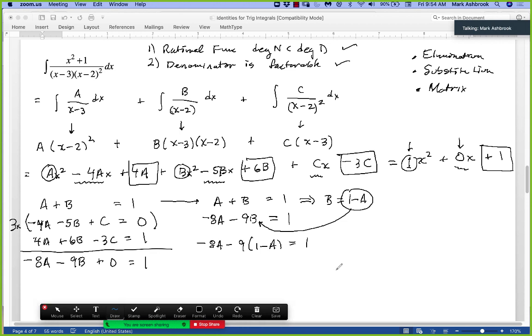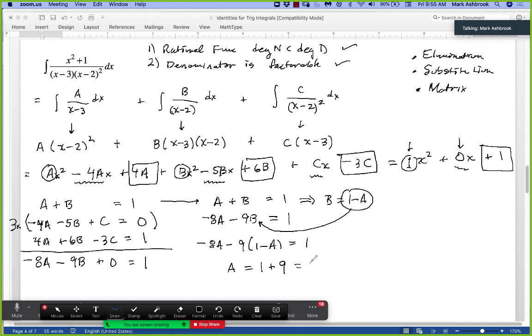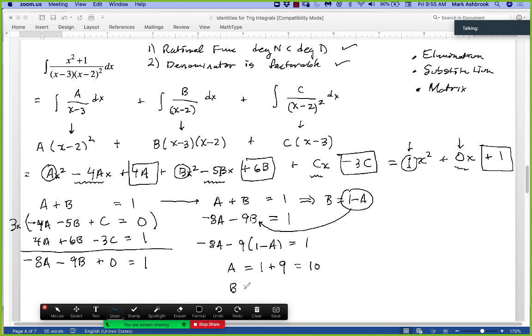Okay, if you got a question, just speak out. But so now simplifying this, I got minus 8a and plus 9a, which is a, equals 1 plus 9 is 10. Minus 8a plus 9a is 1a. And then 1 on this side. I'm going to add 9 to both sides. So I think that's right. And then that would make b, from this equation, negative 9.